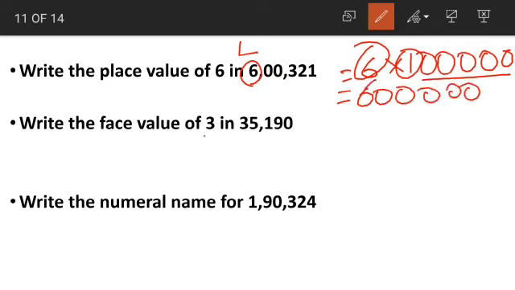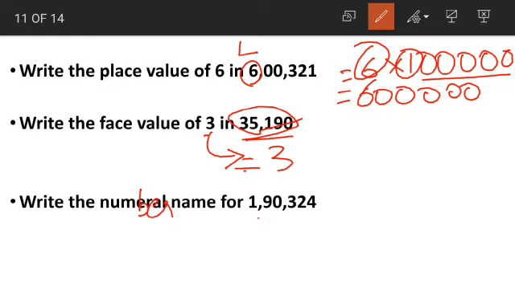Understood? Write the face value of 3 in 35,190. No need to look at this number only. They are asking the face value of 3, so the answer will be 3 only. Write the number name, not numeral name.